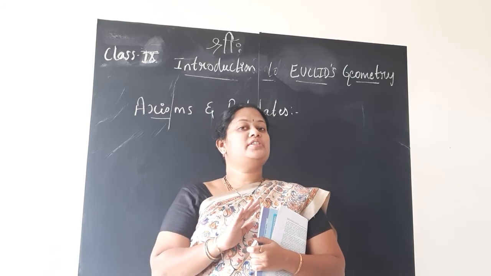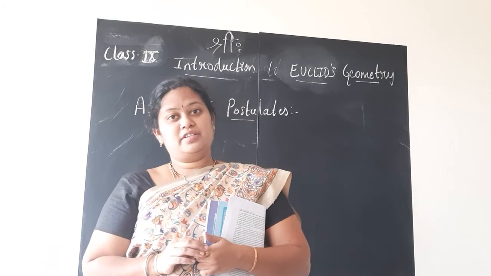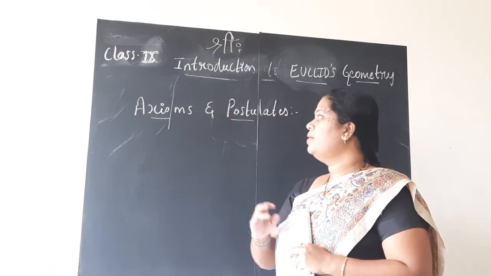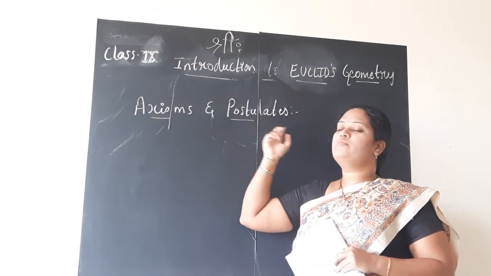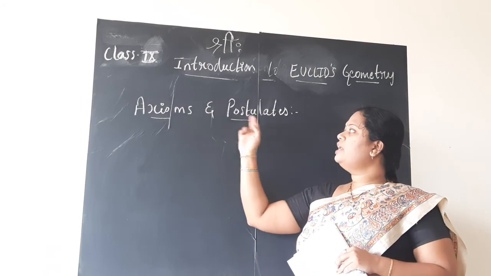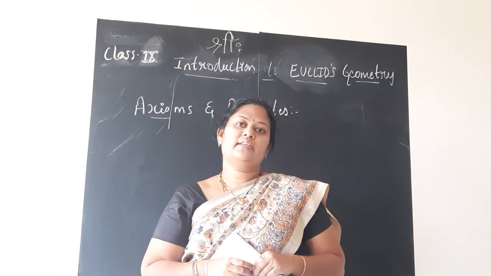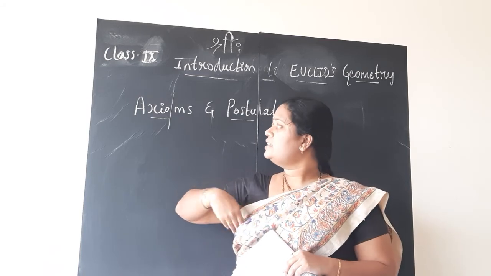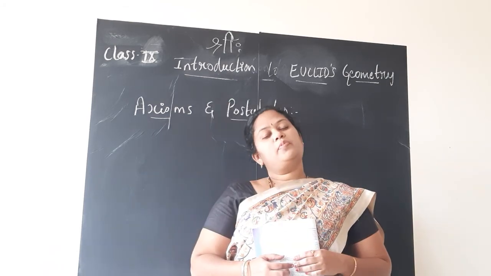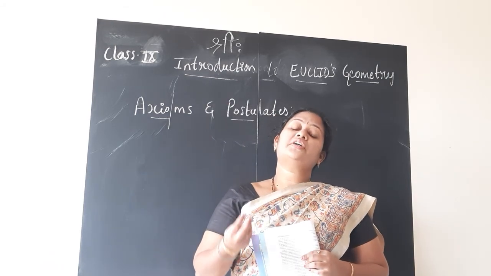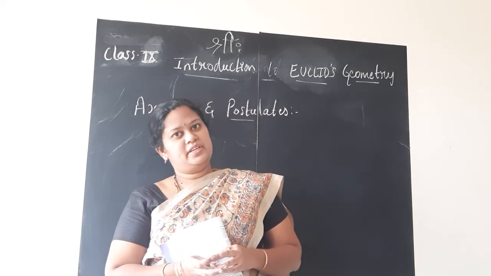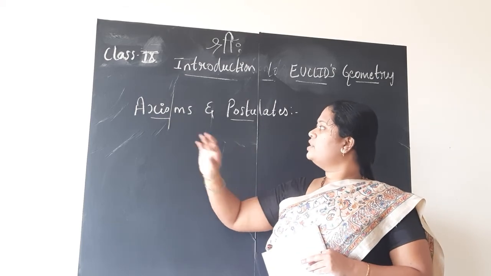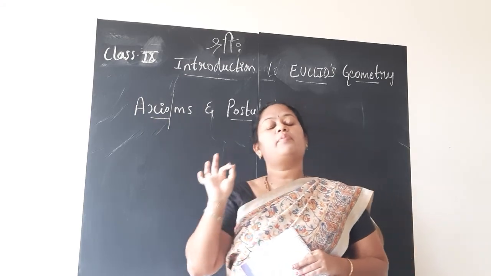Other mathematicians did not accept his definitions. That is the reason he named them as axioms and postulates. You have learned in your lower classes what axioms and postulates are. These axioms or postulates are truths which are universally accepted, but they are not proved. Such statements or definitions are called axioms or postulates.